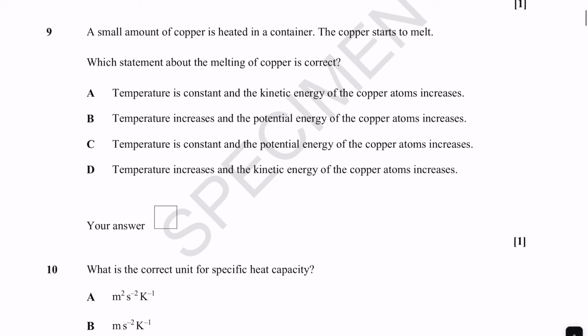Question number 9. It says a small amount of copper is heated in a container and copper starts to melt. Which statement about the melting of copper is correct? Temperature is constant and the kinetic energy of copper atoms increases. Well, yes, temperature is constant, but it is not the kinetic energy of the copper atoms that increases. It's the potential energy that increases, because copper as a metal has atoms fixed in their positions. So it is the potential energy that tends to increase, but the temperature remains constant when it's melting. So C is the answer.